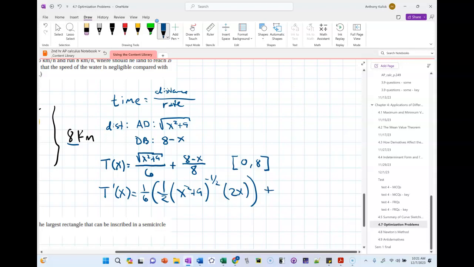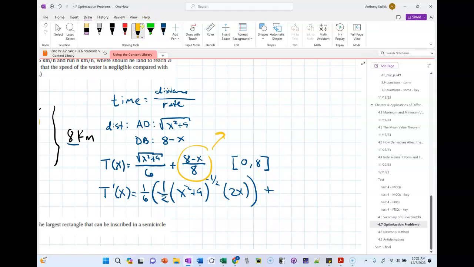The derivative of X squared plus 9, right? Okay. How do I do the next piece? Negative 1. Great. Negative 1/8 is correct. Well, this is the way I would think about this.